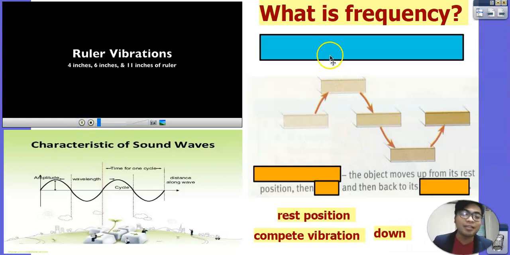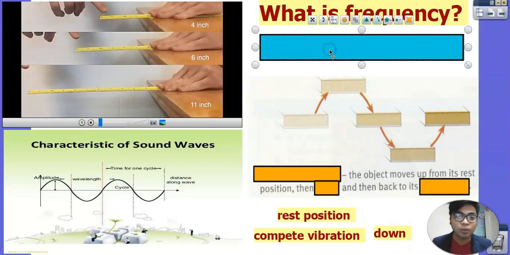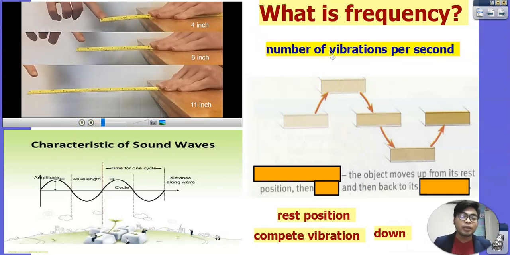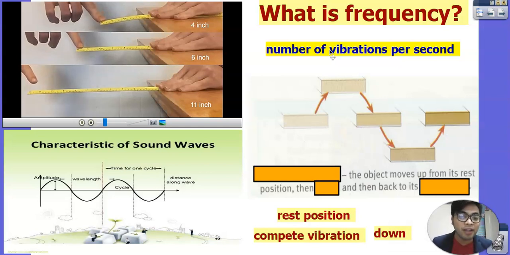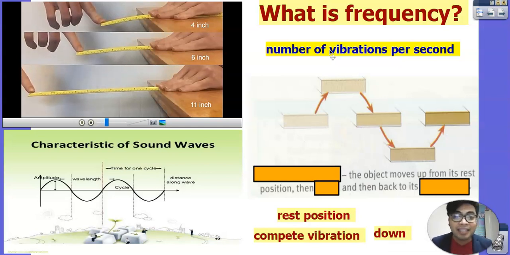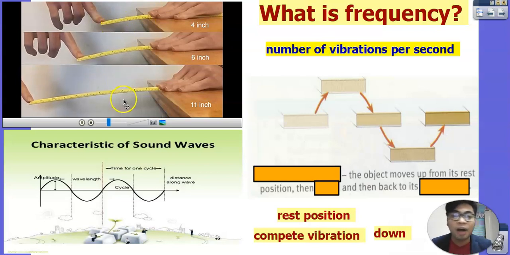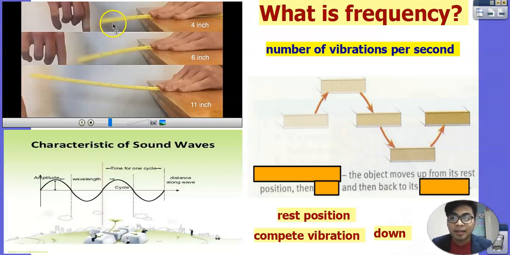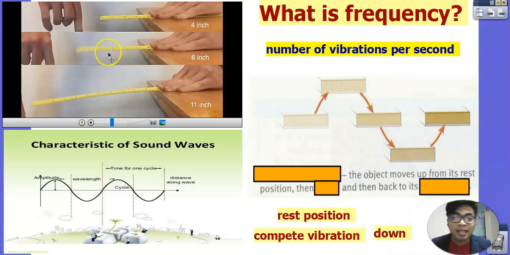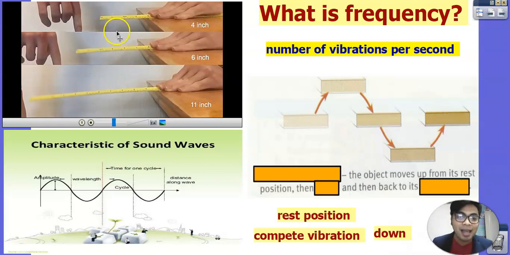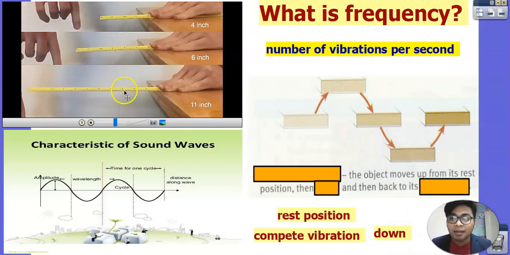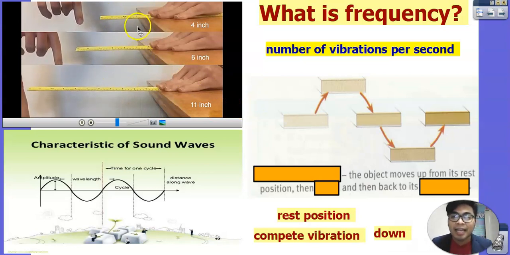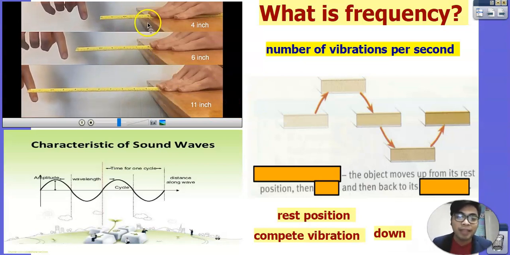So this talks about the frequency now. So what is a frequency? The frequency will tell you about the number of vibrations found every second that a certain kind of object will vibrate. So here, let's try to see which vibrates more per second than the other. So definitely, if you can see here, the 4-inch ruler vibrates more.